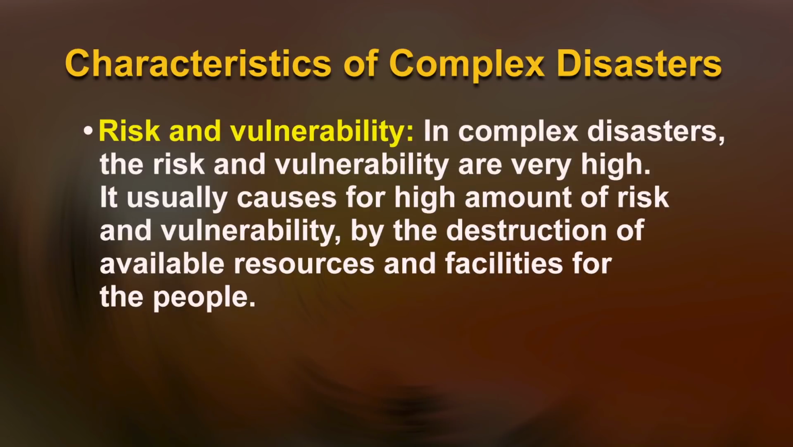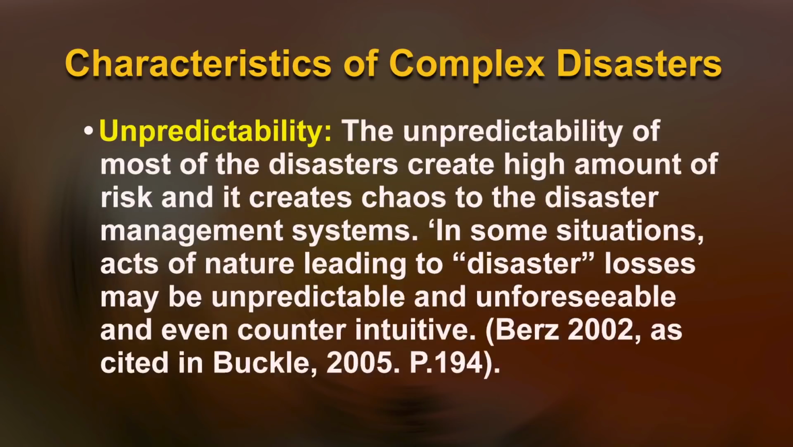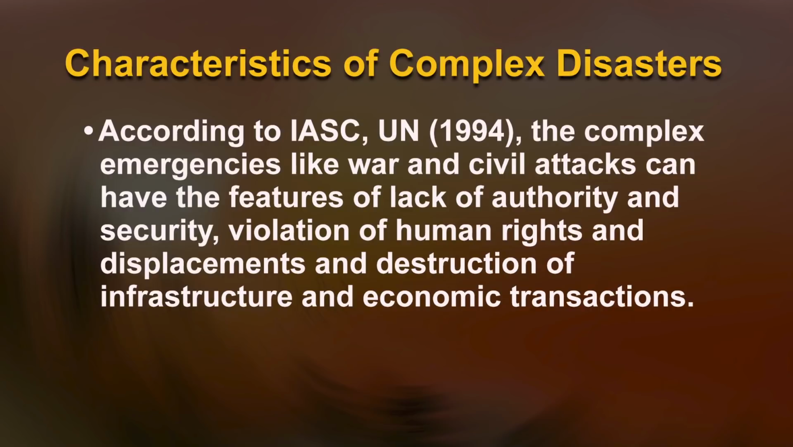Risk and vulnerability: in complex disasters, the risk and vulnerability are very high. It usually causes a high amount of risk and vulnerability through the destruction of available resources and facilities for the people. Unpredictability: the unpredictability of most disasters creates a high amount of risk, and it creates chaos for disaster management systems. In some situations, acts of nature leading to disaster losses may be unpredictable, unforeseeable and even counterintuitive. According to the United Nations, complex emergencies like war and civil attacks can have features of lack of authority and security, violation of human rights, and displacement and destruction of infrastructure and economic transactions.